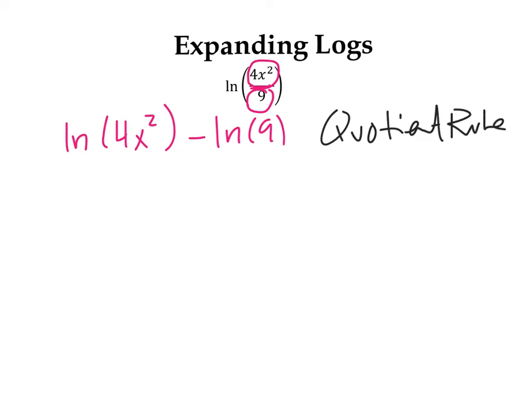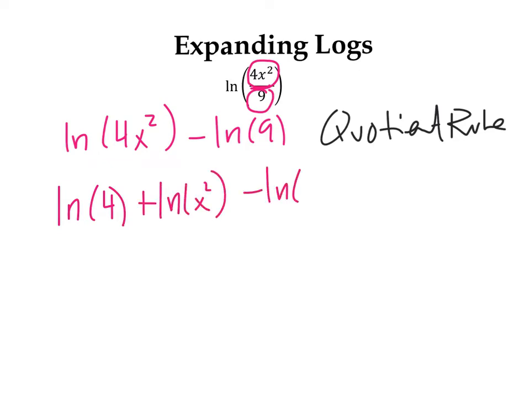Here next I have multiplication. So I'm going to do multiplication first and then the power rule later. So let's start with the multiplication part, the product rule. I have the natural log of 4 plus the natural log of x squared minus natural log of 9. This is the product rule.